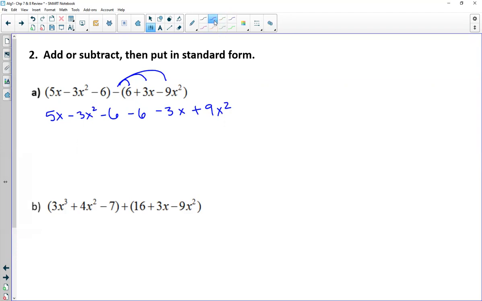From here, we need to combine our like terms. So I see a 9x squared and a negative 3x squared. This is going to leave me with 6x squared. Notice how I started with the x squared because it is the thing with the highest degree. Okay, the highest exponent is what we start with when we're writing in standard form. I then see a negative 3x as well as a 5x. That's going to leave me with positive 2x. And then my last piece is here. I'm going to have negative 6 and negative 6, which will leave me with positive 12.